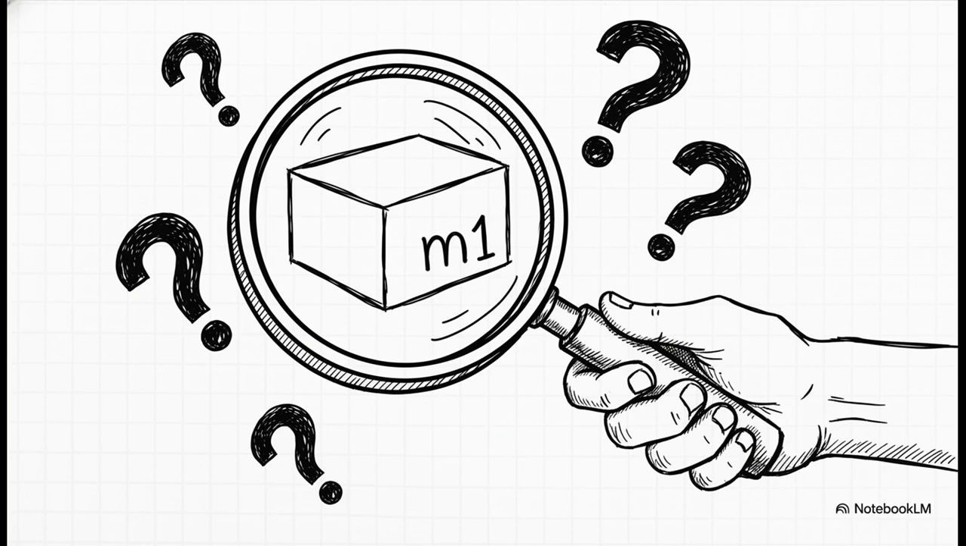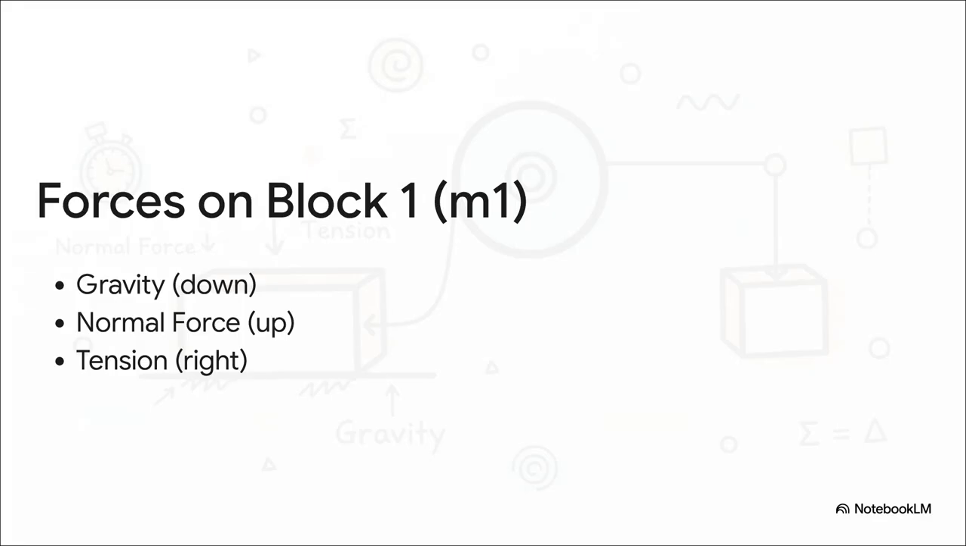So let's put our first block, M1, the one on the table, under the microscope. Take a second. What forces do you think are pushing or pulling on this block? Turns out there are three. First, you've got gravity, obviously, pulling it down. But wait, it's not falling through the table, is it? Nope, that's because the table is pushing back up with what we call the normal force. And then you've got the rope pulling it to the right. That's tension. So up and down, those forces cancel out. The only thing left to make it move sideways is that tension.